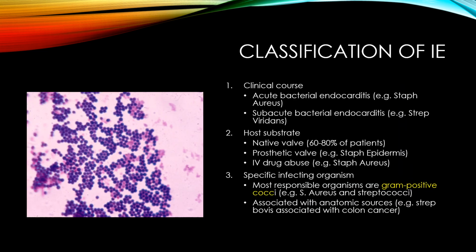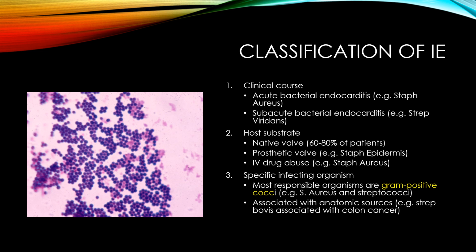The classification of infectious endocarditis is broken up into 3 parts, which you can see here in 1, 2, and 3. There's the clinical course, which is defined by whether this is an acute or a subacute endocarditis. Obviously, that's referring to the timing of it. So the acute would have very sudden onset and would have very fulminant features, which we'll talk about a little bit more.